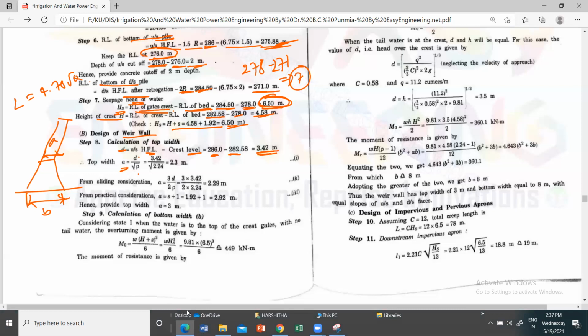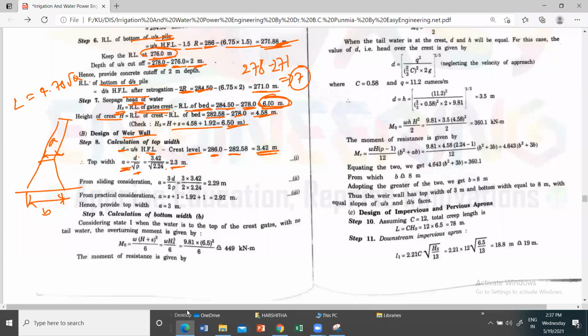Here d is 3.4, and the rho value is 2.24, the concrete density. So top width A is equal to d by root rho. We are getting the top width A as 2.3 meters.